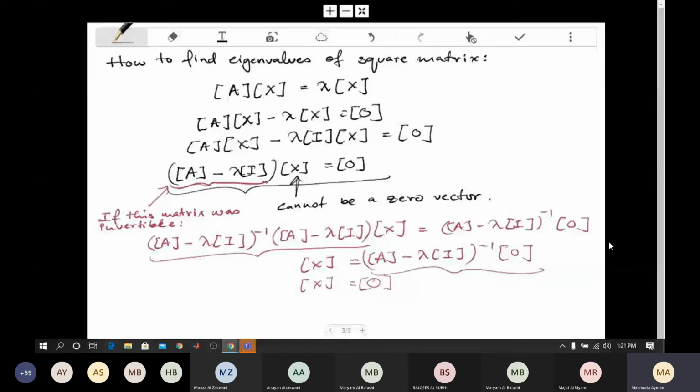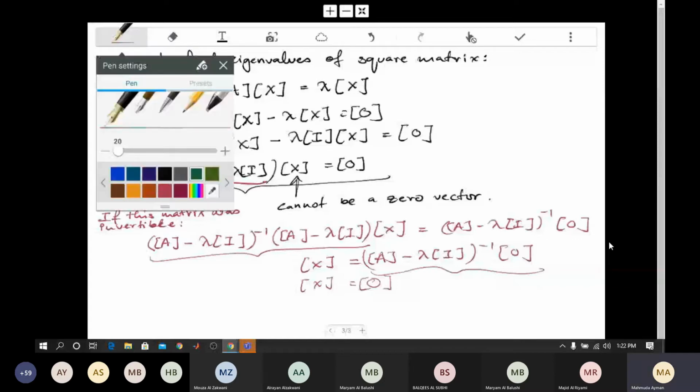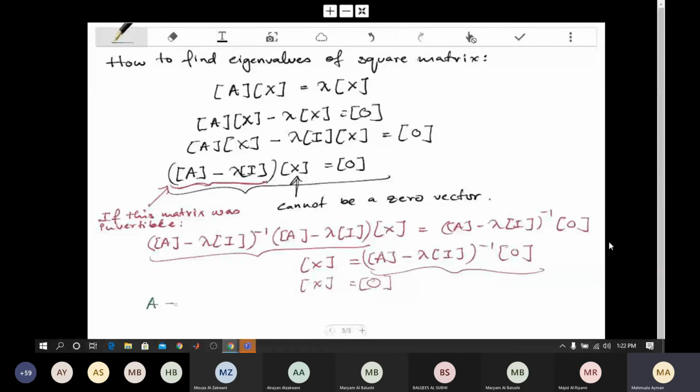And if it does not have an inverse, that would mean that A minus lambda I is not having an inverse, and it is therefore singular, and therefore the determinant of this matrix here is equal to 0.